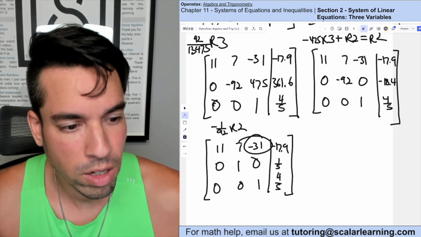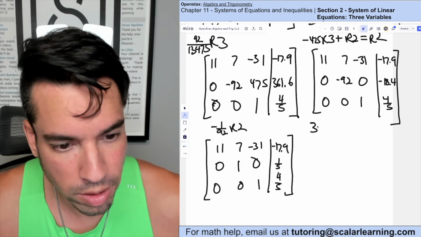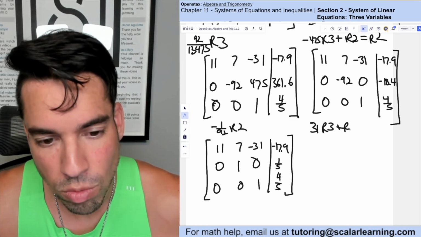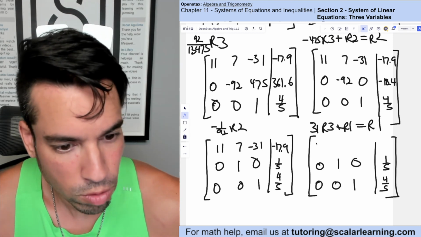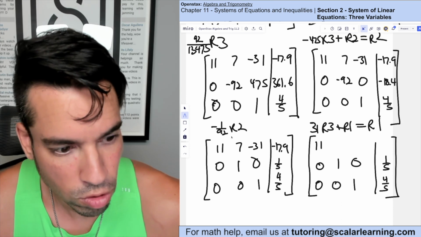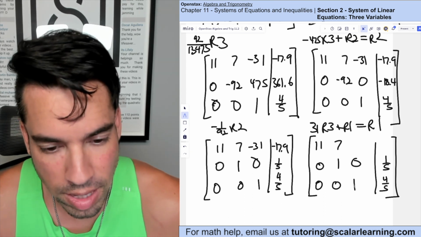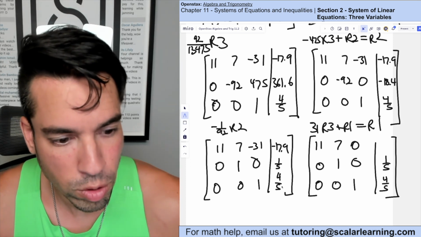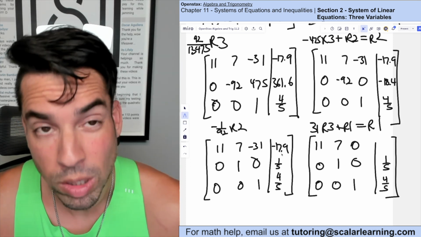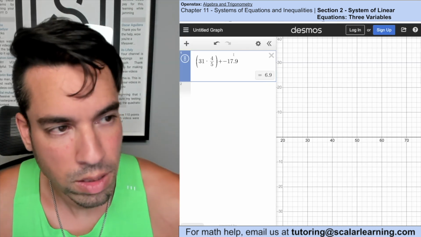Okay, now let's get rid of this -31. I'm going to multiply 31 times row 3, add it to row 1. That's our new row 1. Let's write it out. So 31 times 0 is 0, plus that is 11, times 0 is 0, plus 7 is 7, times that is 31, plus -31 is 0. And then 31 times 4/5 plus -17.9. Let's do that in Desmos. And we get this nice 6.9.